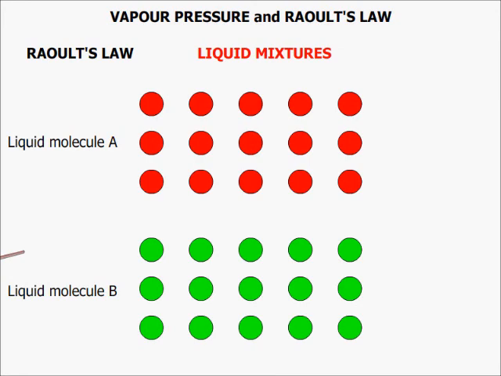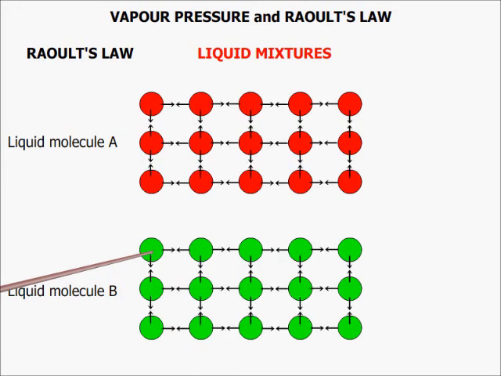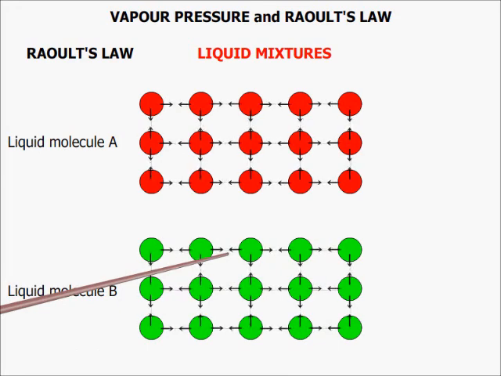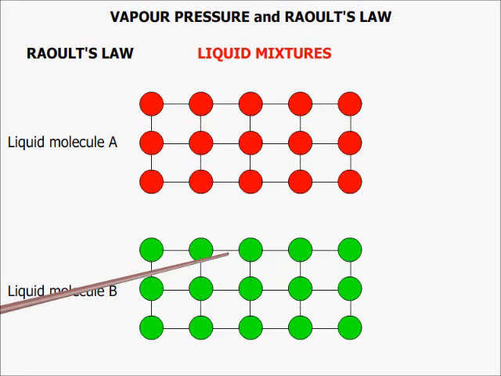Let the two components of the liquid be A, which is red in color, and B, which is green in color. There must be some sort of intermolecular forces existing between A molecules and between B molecules. If they are to mix, then these bonds, namely the A-A and B-B bonds, have to be broken.